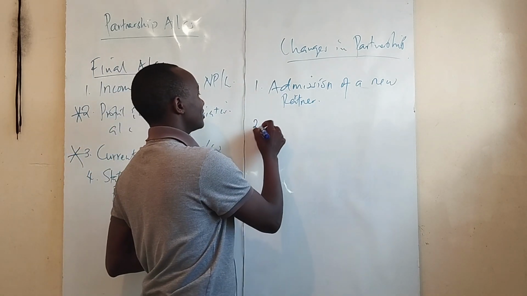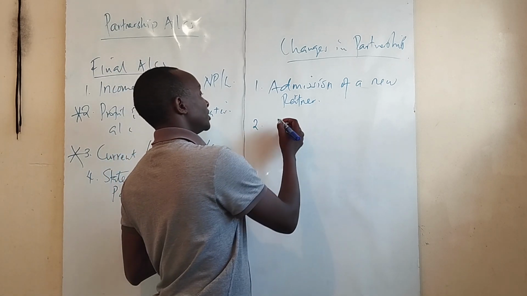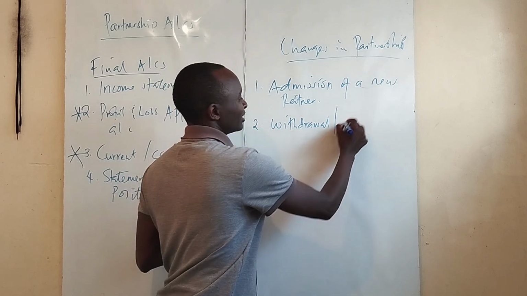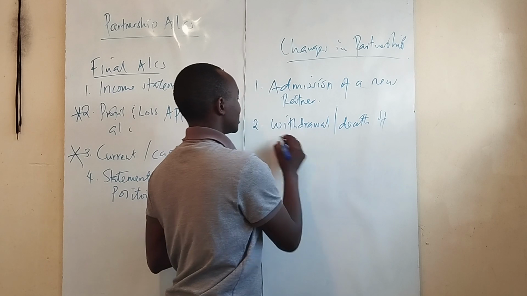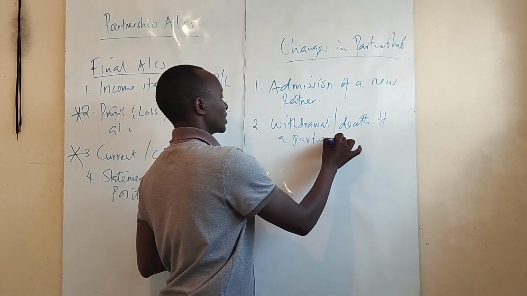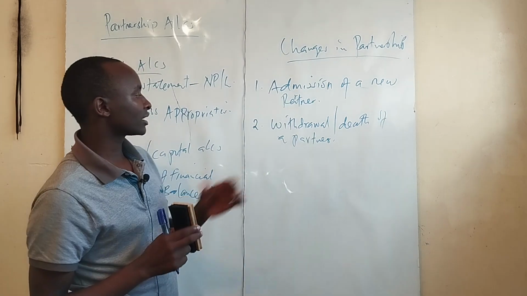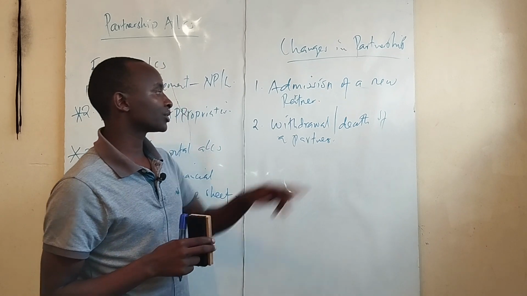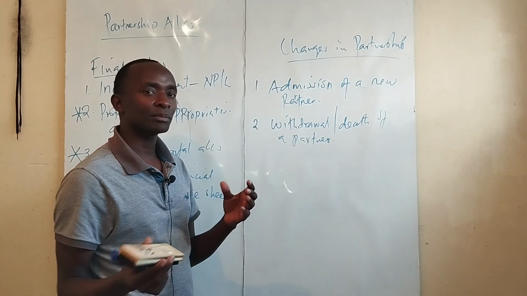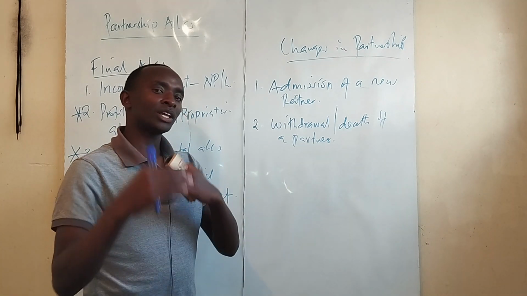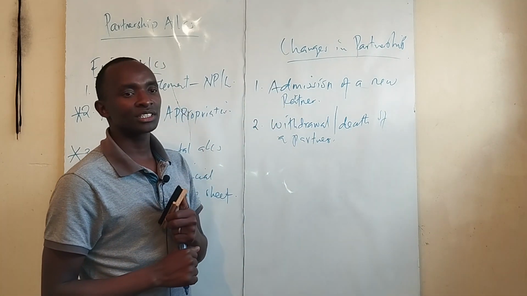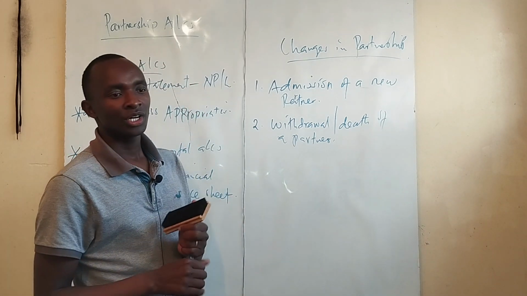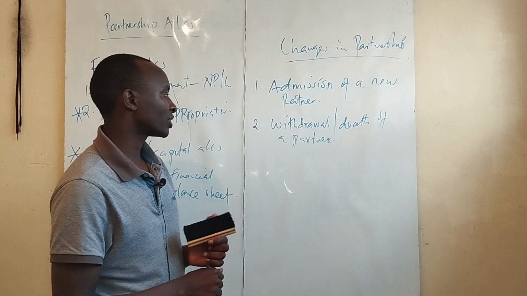So keep watch. Then number two, we have another change, like maybe there is withdrawal or death of a partner. If it happens that a partner withdraws from the partnership business, or there is that natural happening in the organization where the partner has died, then there will be a change in how the partnership accounts are presented. I will also take you through that and how the accounting arrangement is done for the withdrawal of a partner.